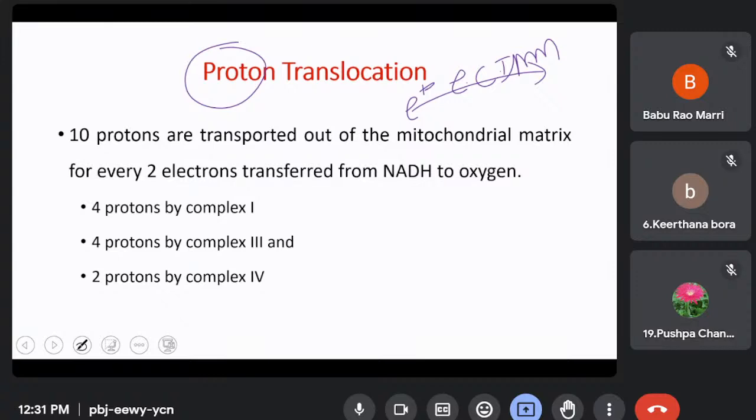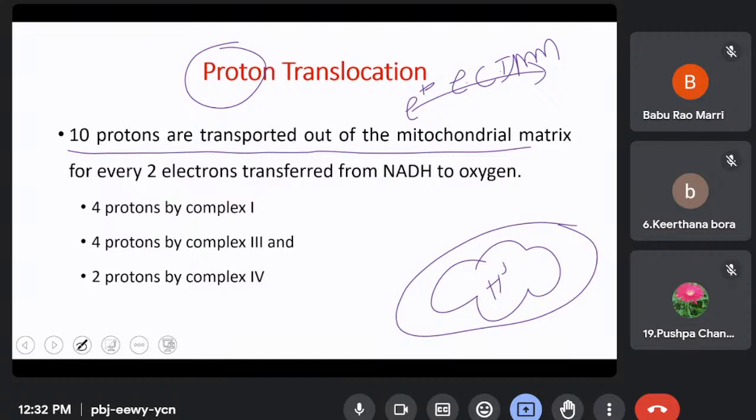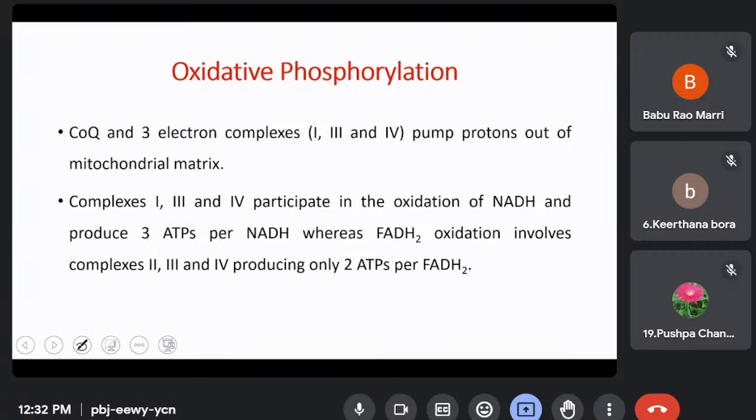Then what about the protons, where do they get translocated? It is found that 10 protons are transported out of the mitochondrial matrix, into the perimitochondrial space, for every 2 electrons transferred from NADH to oxygen. From complex 1, 4 protons are transferred to the fluid filled intermembrane space. From complex 3, not complex 2, 4 protons are pumped out. And from complex 4, 2 protons are pumped out. Thus, about 10 protons are translocated to the intermembrane space, and this is coupled with oxidative phosphorylation.